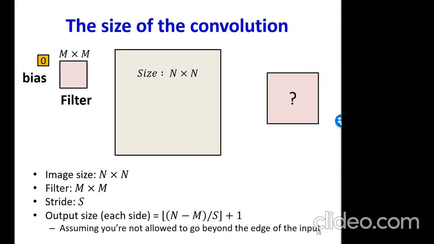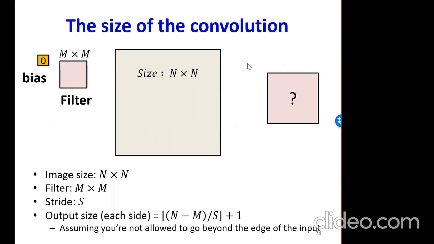And if I have a stride of size s, then I can take n minus m over s steps plus the original position. In that case, the output is going to be n minus m over s plus 1 on each side. And so if the stride is greater than 1, this is going to cause the output map to be smaller than the input map. And even if the stride is 1, the output map is still going to be smaller than the input map, because after a certain number of steps, you cannot go beyond the input.